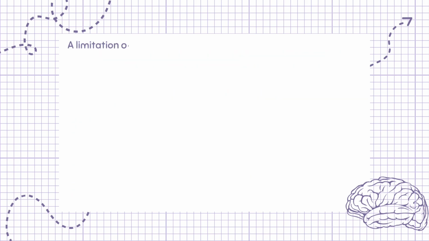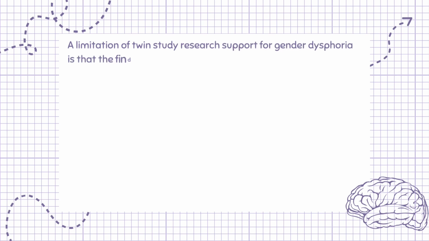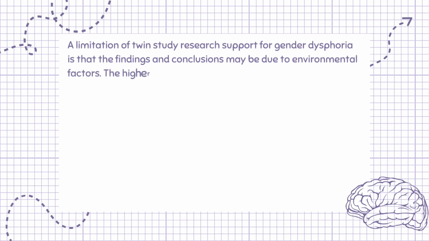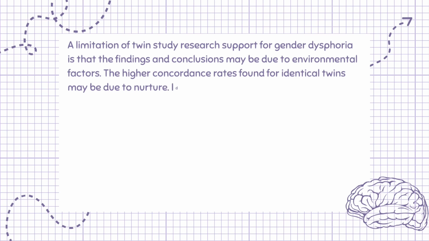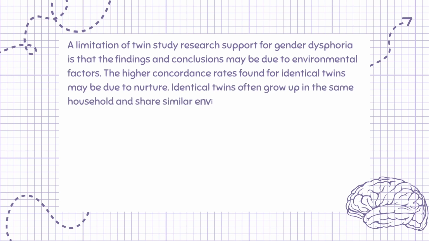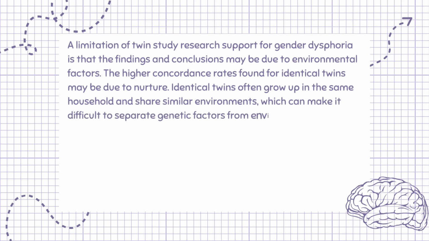A limitation of twin study research support for gender dysphoria is that the findings and conclusions may be due to environmental factors. The higher concordance rates found for identical twins may be due to nurture. Identical twins often grow up in the same household and share similar environments, which can make it difficult to separate genetic factors from environmental ones.